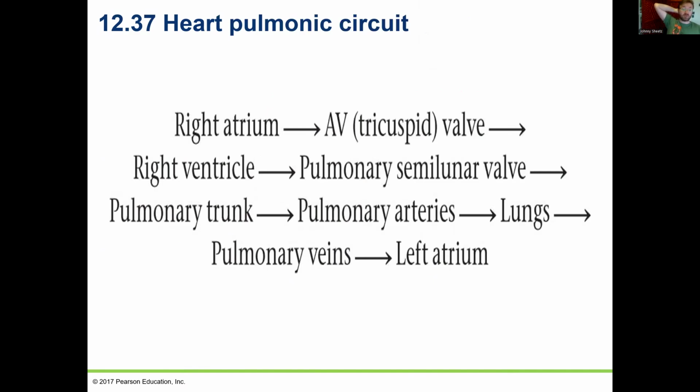So here's the pulmonary circuit. So we start in the right atrium. We pass through the AV tricuspid valve into the right ventricle. Then we pass through the pulmonary semilunar valve to the pulmonary trunk, from the pulmonary arteries to the lungs, from the lungs to the pulmonary veins, and then we are returned to the left atrium.